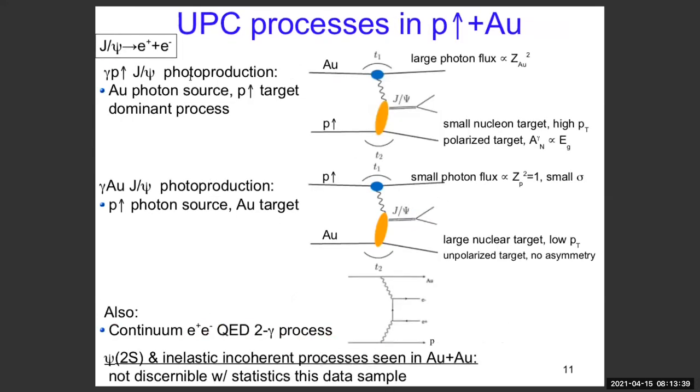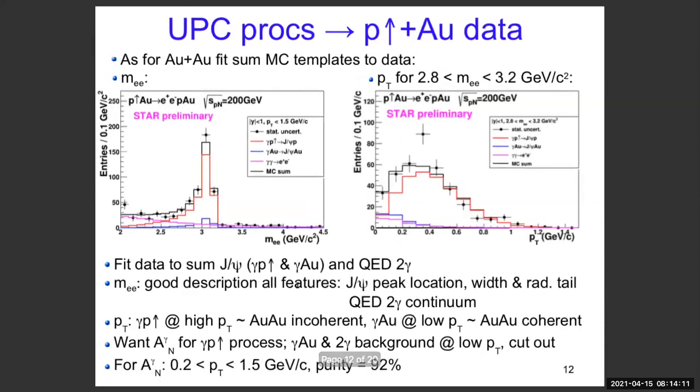So again, the processes, I'll go quickly here, in the e+e- channel. The main one is where the gold emits the photon and interacts with the proton. This is of interest for this GPD measurement. And it's dominant because of the high Z of the gold nucleus. There's a small contribution from the opposite process where the proton emits the photon. And there's a continuum e+e- process. We don't have the statistics to observe the psi(2S).